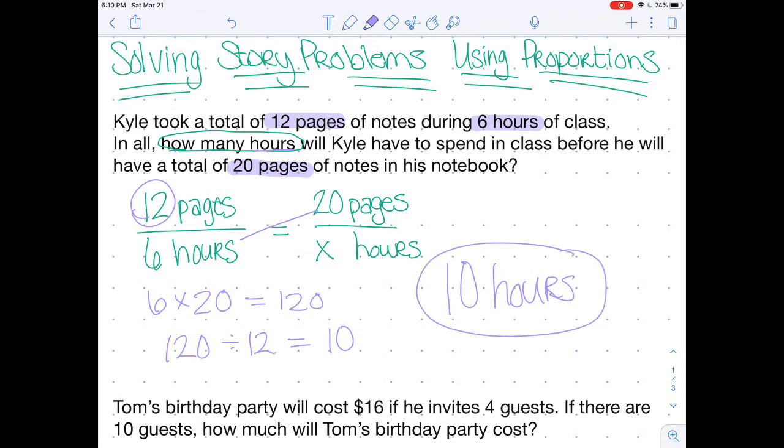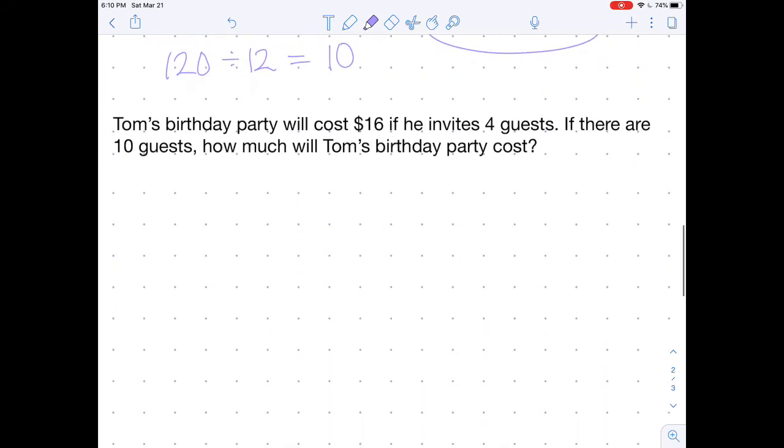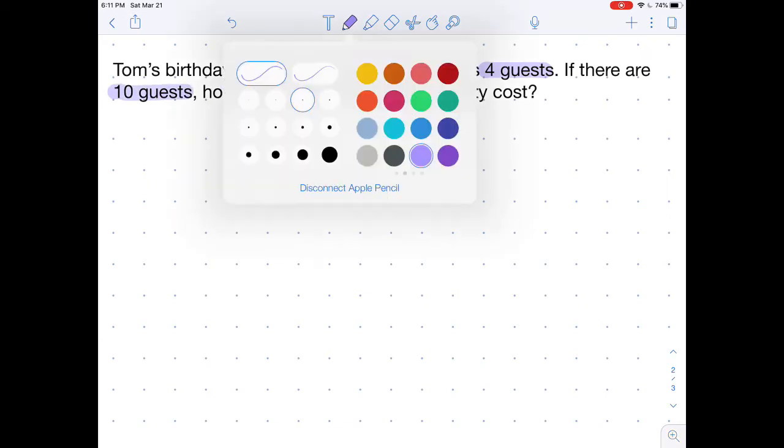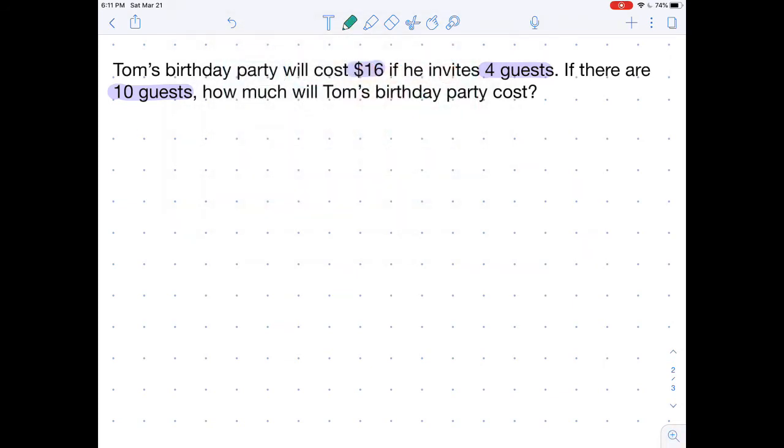Okay, let's look at another example. In this example, Tom's birthday party will cost $16 if he invites 4 guests. If there are 10 guests, how much will Tom's birthday party cost? So, I've got $16 for 4 guests. We want to know how much will Tom's birthday party cost?